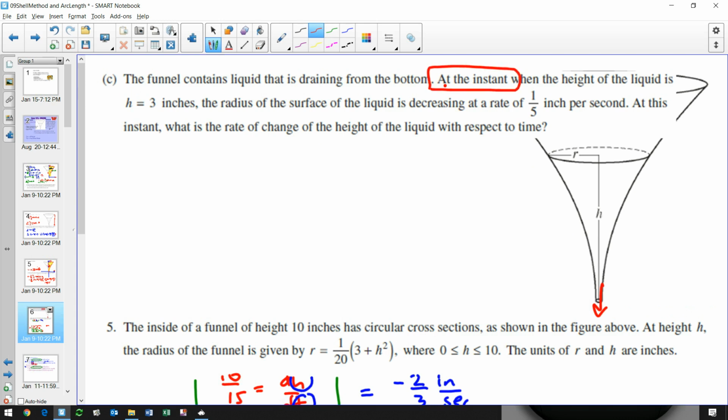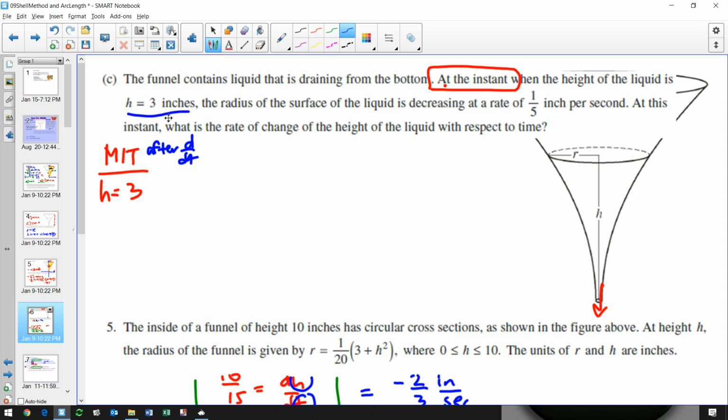When you guys hear at the instant, what do you think about? Moment in time. Remember, at a moment in time, not all the time, okay? At the instant when the height of the liquid is 3. So at a moment in time, the height is 3. Is the height always 3? No. Only at a moment in time, the height is 3. And if you remember from our related rates days, you can only use the moment in time after you do what? Remember this? After you took the derivative. That's when you're allowed to use it. Okay, so let's look at this problem.